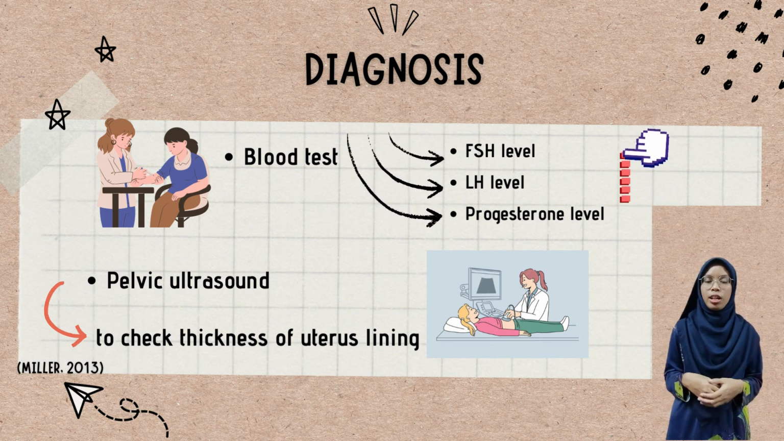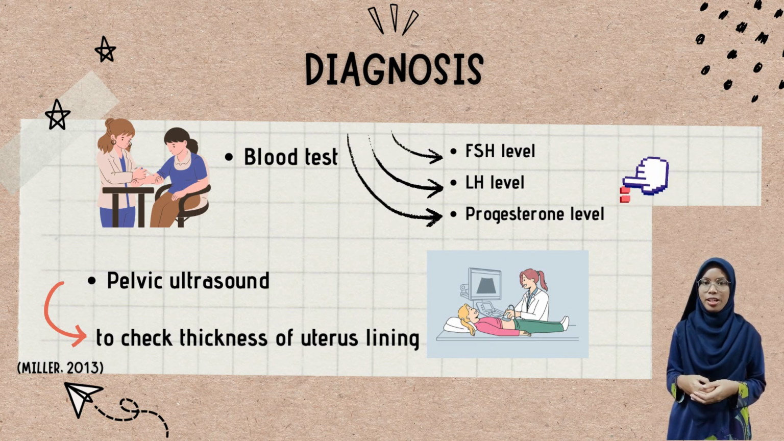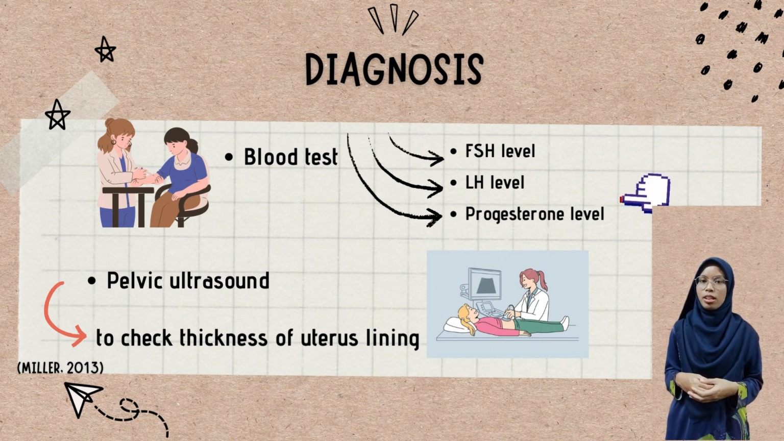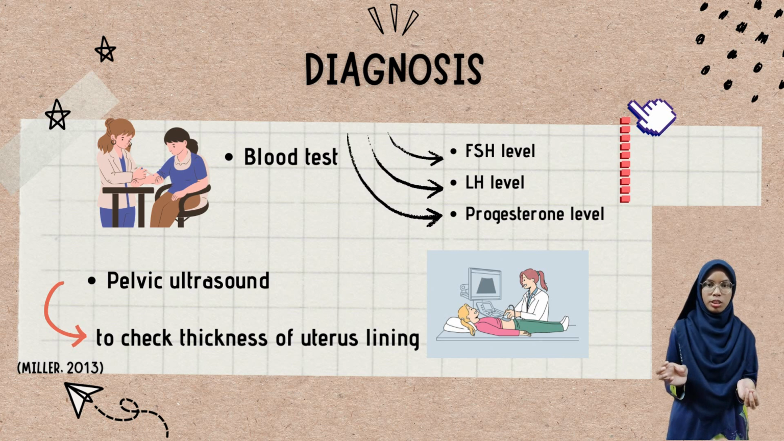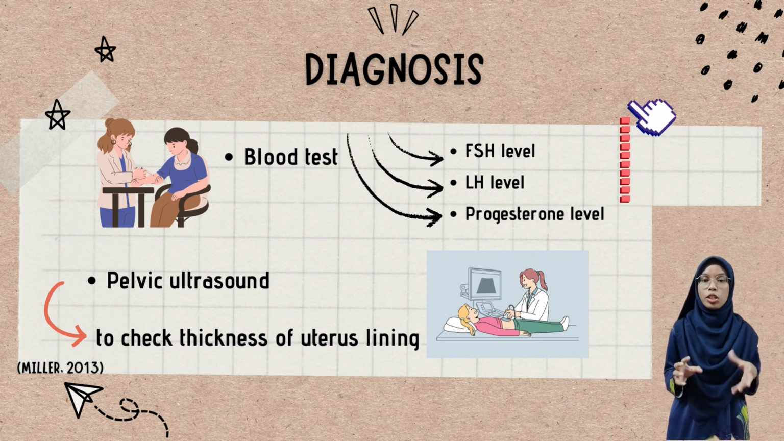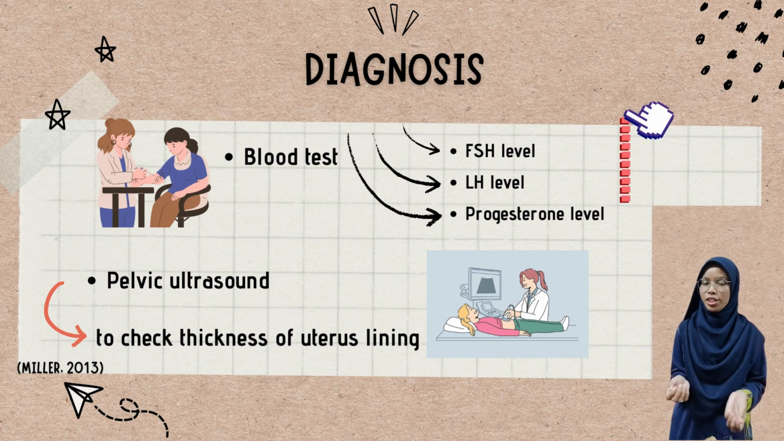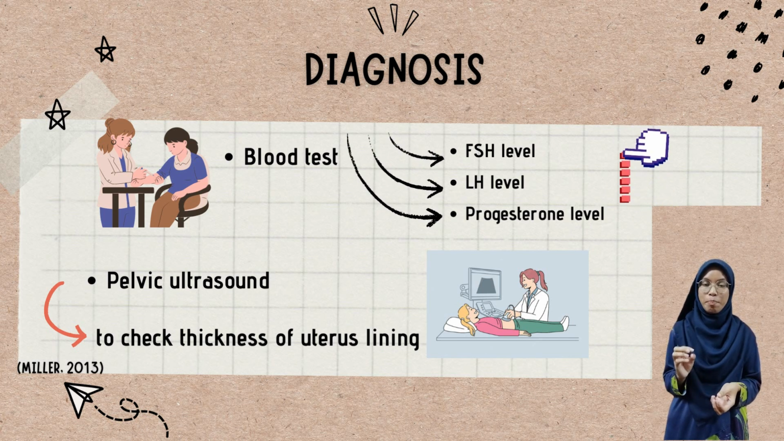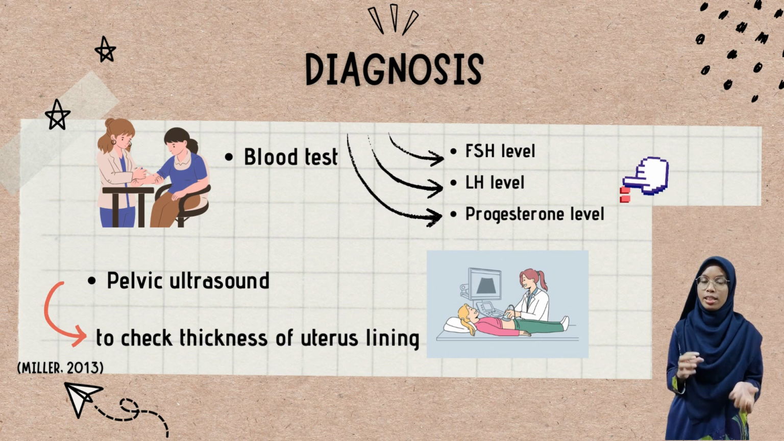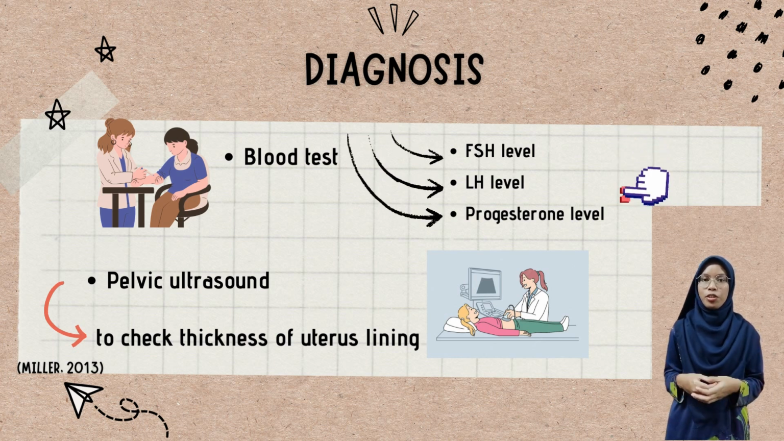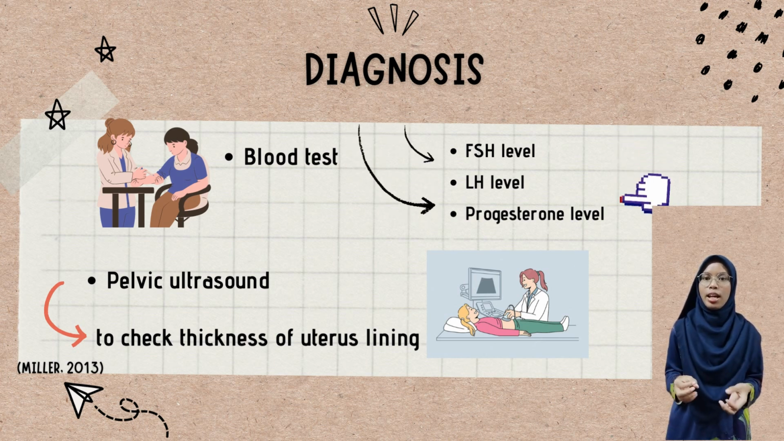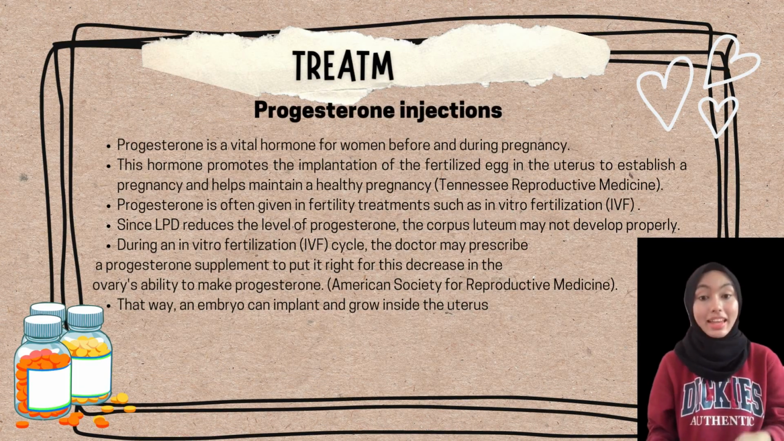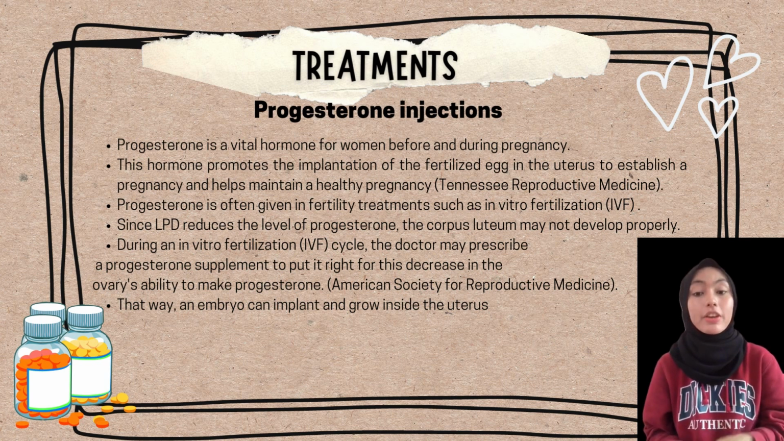Another way for LPD or luteal phase defect diagnosis is by getting a pelvic ultrasound. This is when the doctor measures the thickness of the patient's uterus lining. This is because a luteal phase defect inhibits the uterine lining growth, which is required for egg implantation and fetal development. Next, we go for treatments.